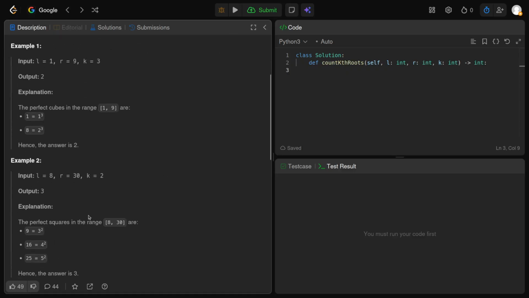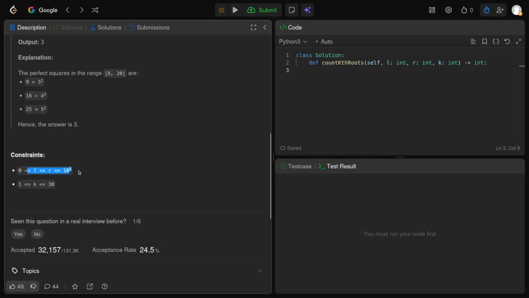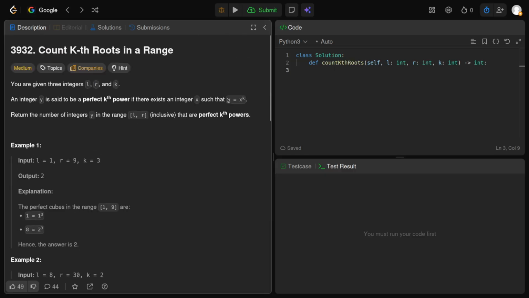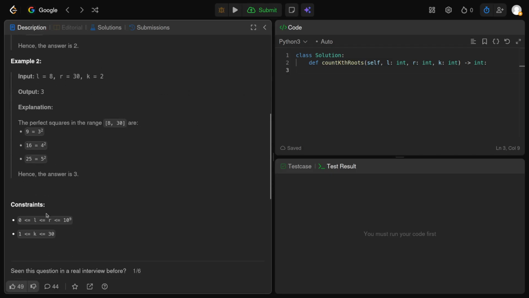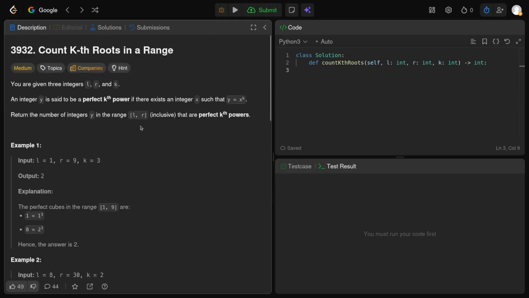So, constraints: 10 to 9. We cannot just iterate over all y and take a root, because that would be too slow if r is 10 to 9. But k is only up to 30.